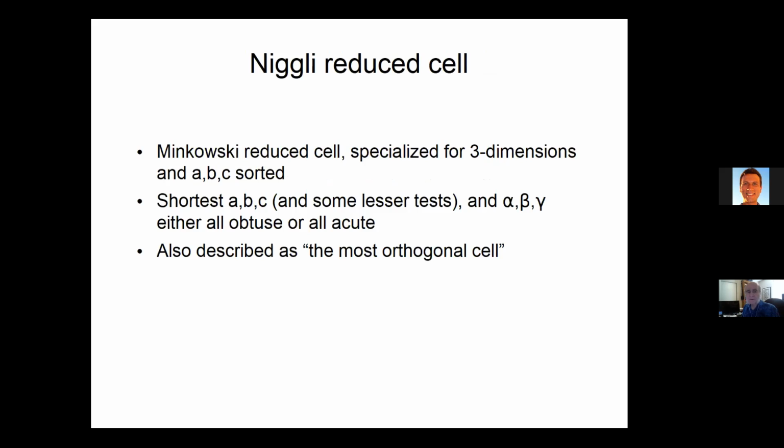The Niggli reduced cell is the Minkowski reduced cell, specialized for 3 dimensions, with the 3 cell lengths sorted. It has the shortest A, B, and C of any lattice triple in this lattice, and the alpha, beta, and gamma, the angle between the axes, are changed to be either all obtuse or all acute. It's also described as the most acute, the most orthogonal unit cell.